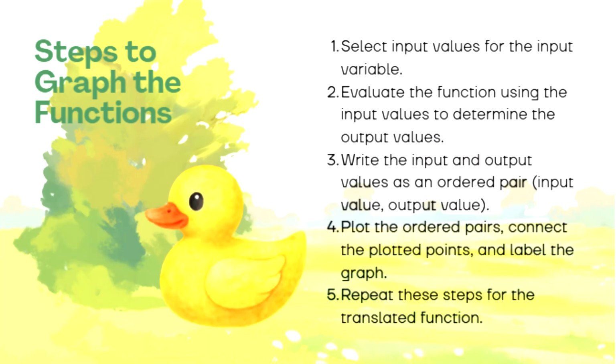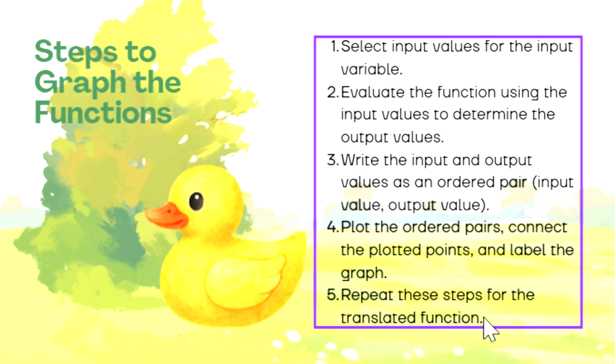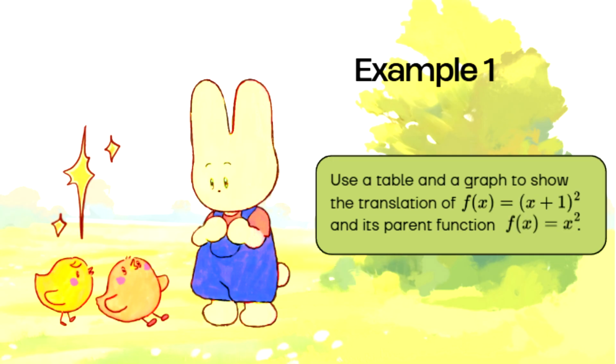Steps to graph the function. First, you select input values for the input variable. Then you evaluate the function using the input values to determine the output values. Then you write the input and output values as an ordered pair. Input value, comma, output value, so x, y. You plot the ordered pairs, connect the plotted points, and label the graph, and you repeat these steps for the translated function. It takes more time to read this than it does to do everything.